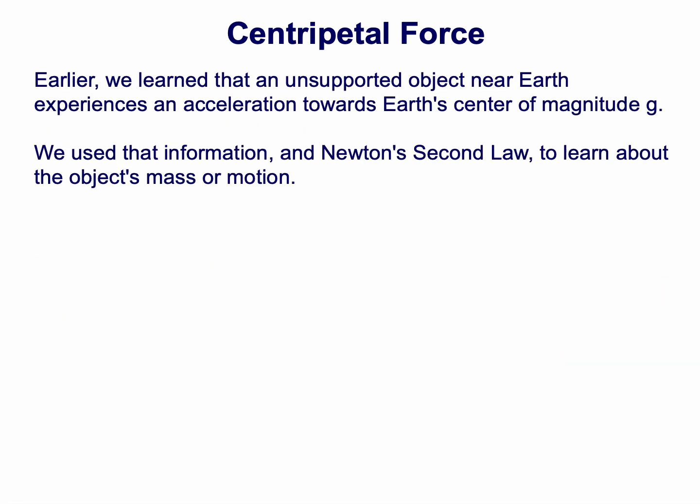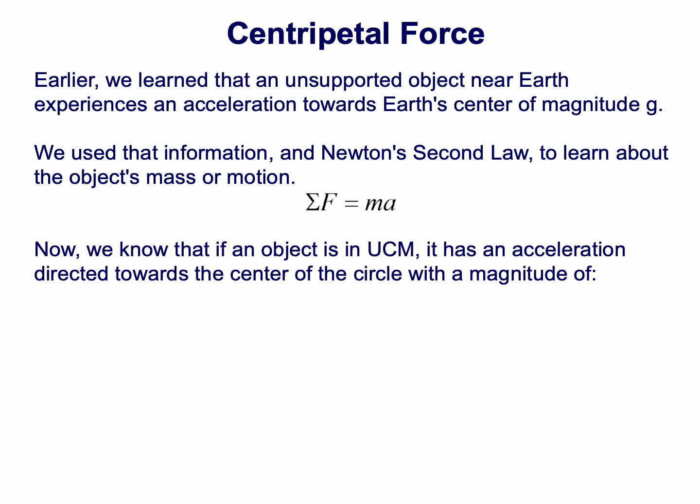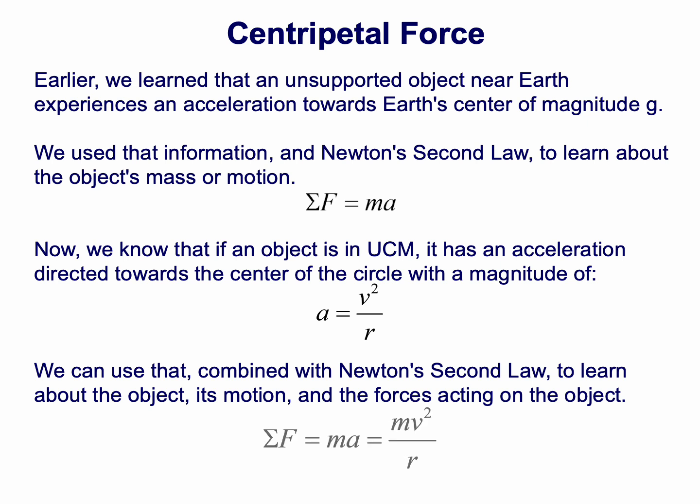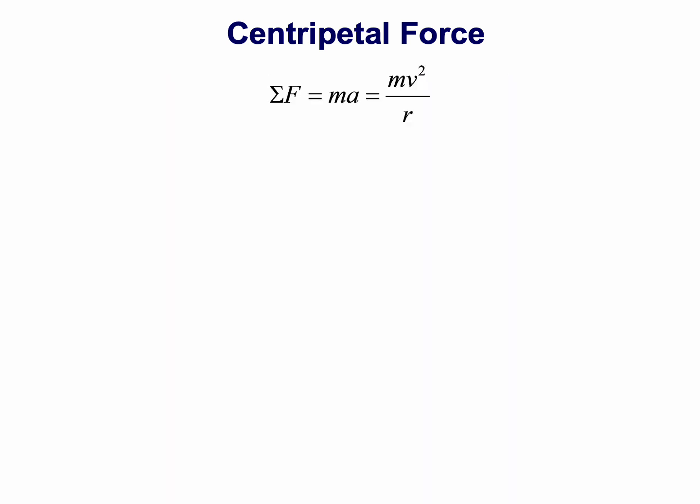So for centripetal force, remember earlier we learned that an unsupported object near Earth experiences an acceleration towards Earth's center of magnitude g, which is 9.8. And then we use that information, or Newton's second law, to learn about the object's mass or motion. So remember, we would say a force is a mass accelerated. So now we know that if an object is in uniform circular motion, it has an acceleration directed towards the center of the circle with a magnitude v squared over r. And we can substitute that into F equals ma to determine what the net force on the object is.